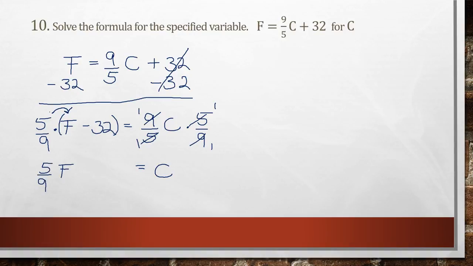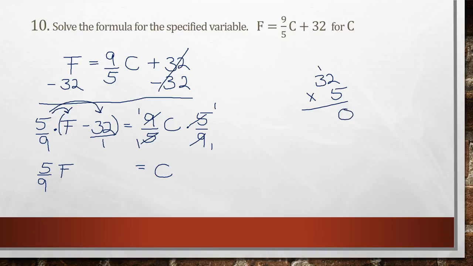And then 5 over 9 times negative 32, and I can make the 32 a fraction as well. I have to check if I could cross simplify, but in this case 9 and 32 don't share any common factors. 9 has factors 3 and 3, and 32 has factors 8 and 4, and there's nothing in common, so we just straight multiply 5 times 32, which is 5 times 2, 10.